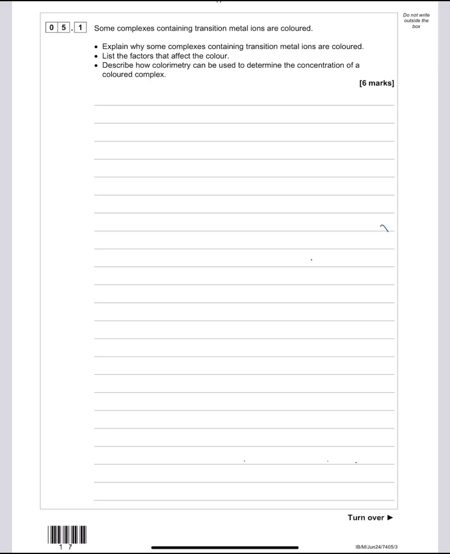Explain why some complexes containing transition metal ions are colored, list the factors that affect the color, and describe how colorimetry can be used to determine the concentration of the colored complex. So let's start with the first one. We know that transition metals have d orbitals, and the d orbitals can split, or they have different energy levels. So the first point is that d orbitals have different energies, or they can split into different energy levels.